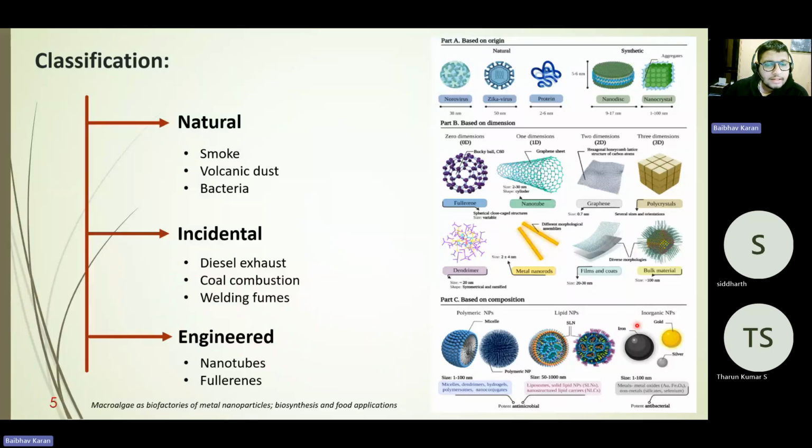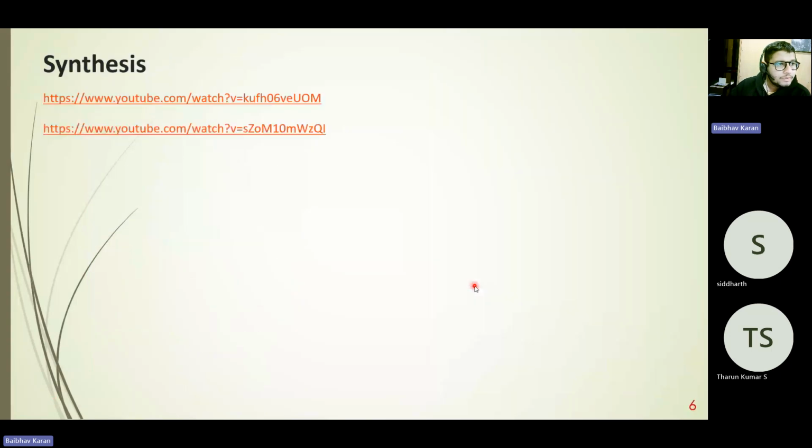Then the classification is also on the basis of compositions. They are polymeric, lipid, and inorganic nanomaterials. They are mostly biological based nanomaterials on the basis of compositions. Then this was all about the classification.